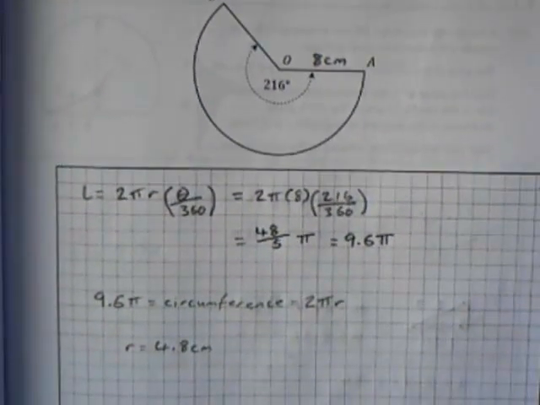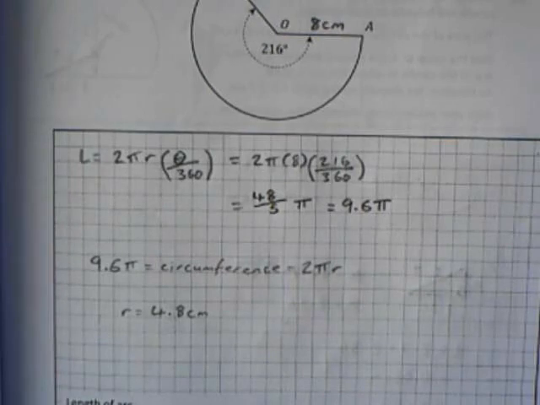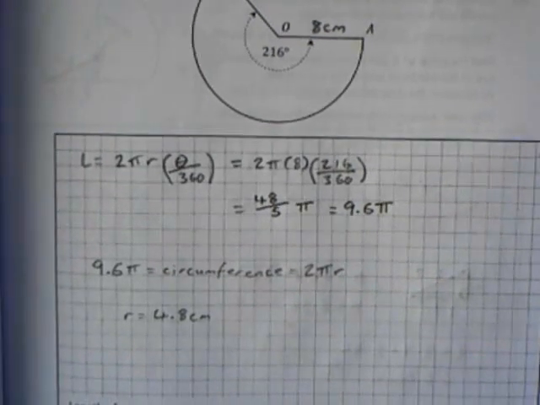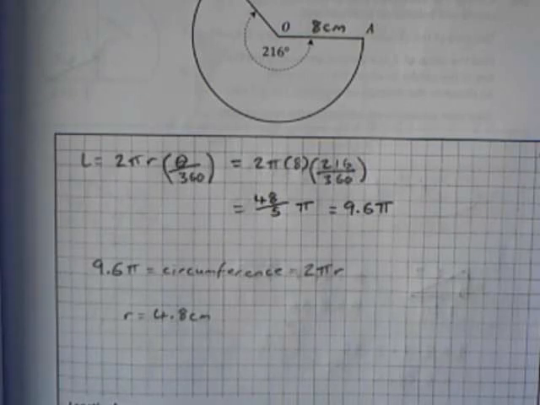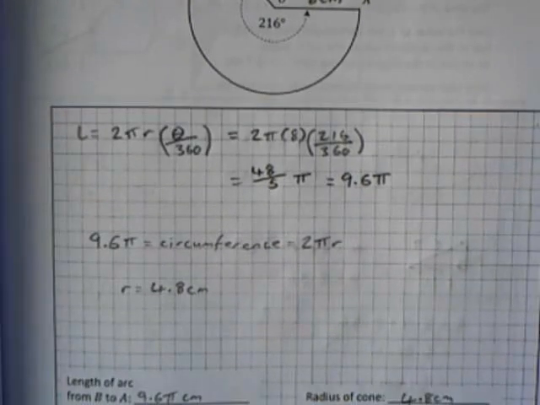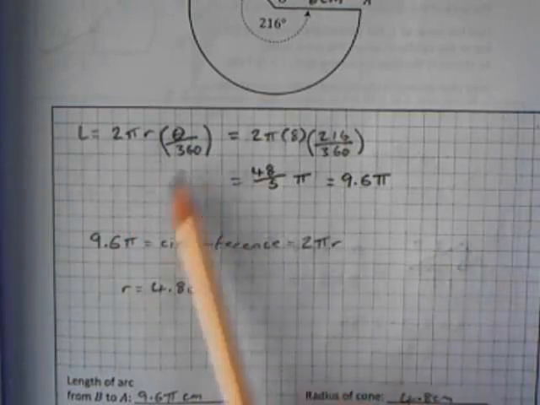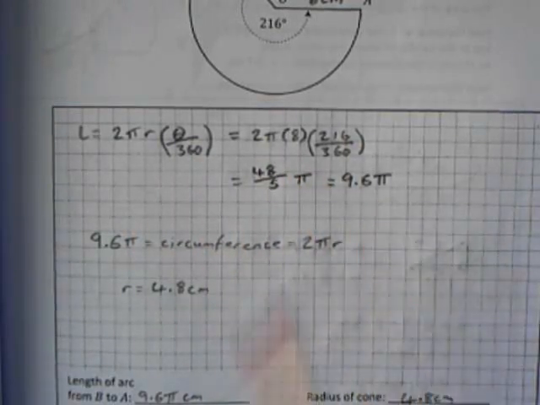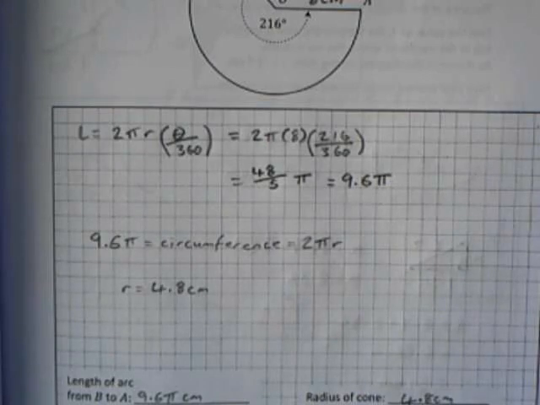Right, so we are asked to find r, are we? And the length as well, so we need L and R. Right, so L is just a formula, put the numbers in, push equals on the calculator, you're done. So 9.6 pi. R is a little bit more tricky.